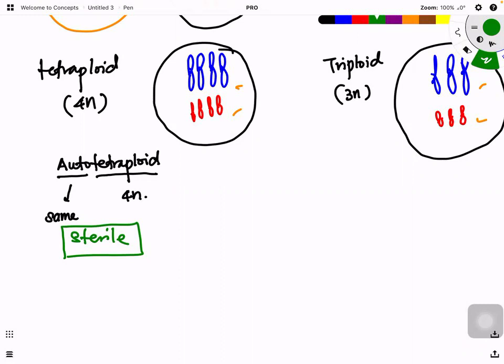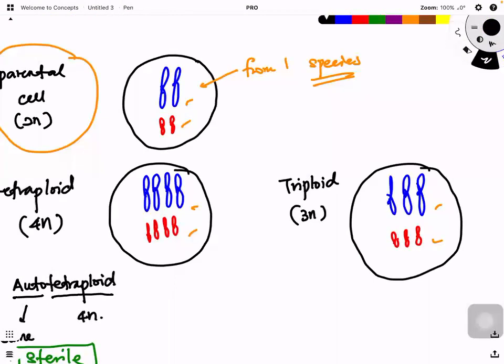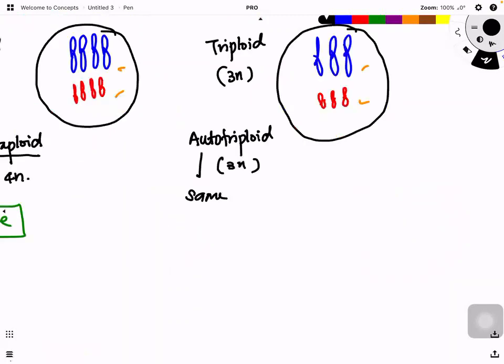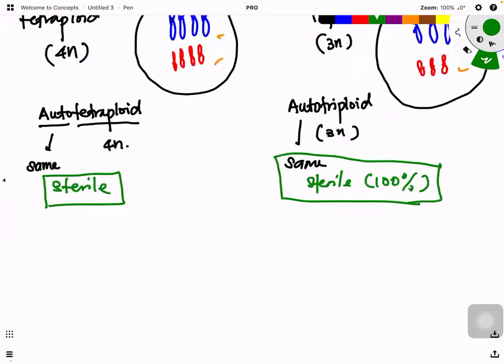If you look at these triploids, they actually belong to the same species, the original parental species, right? One parental species only, not from 2 parents. So this triploid is also named autotriploid. Auto means the same parent, from one parent only. Again, autotriploids are definitely sterile, 100%. Are you clear? 100% they are sterile.